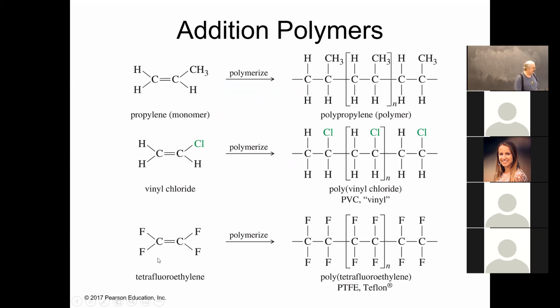And this is polytetrafluoroethylene, which we know is Teflon. The characteristic of Teflon is that in the bulk phase, it's very slippery. And it's also chemically very inert. The carbon-fluorine bonds are very strong, very hard to break. So Teflon is very unreactive.